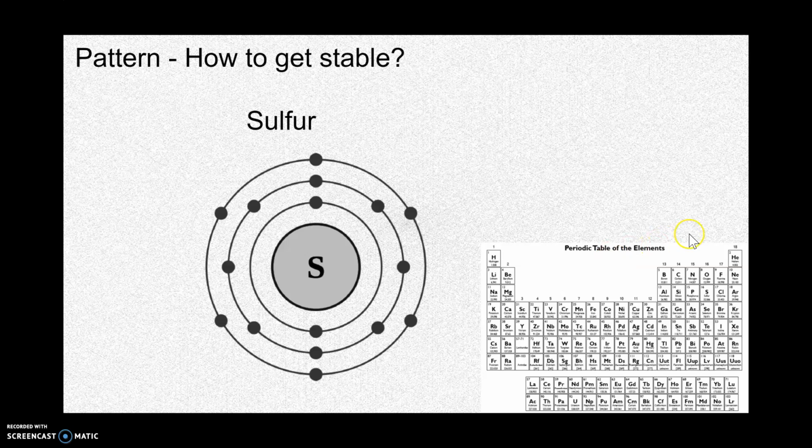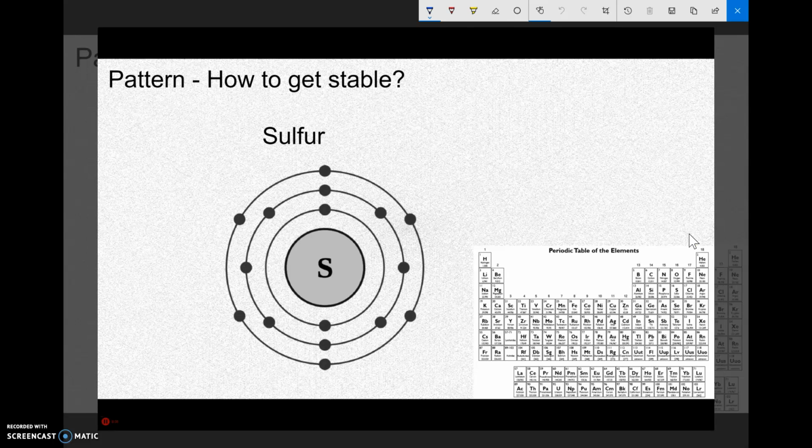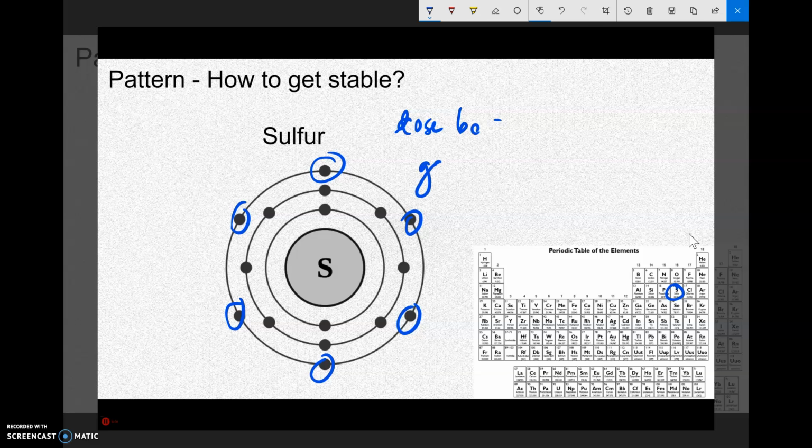Okay, the next one is sulfur. So how many valence electrons does sulfur have? It has 1, 2, 3, 4, 5, 6, and it does match right there. So this one can either lose 6 electrons, or it can gain 2 electrons. Again, what takes the least amount of energy? Well, that's going to be gaining. If we gain 2 electrons that are negative, our charge is going to be S with a 2 negative charge.